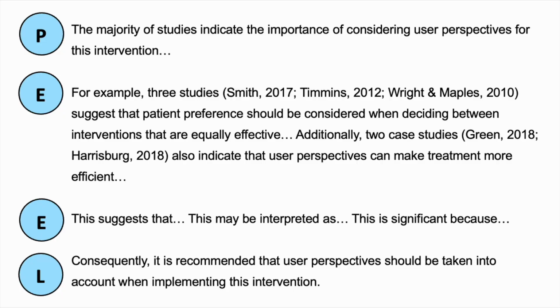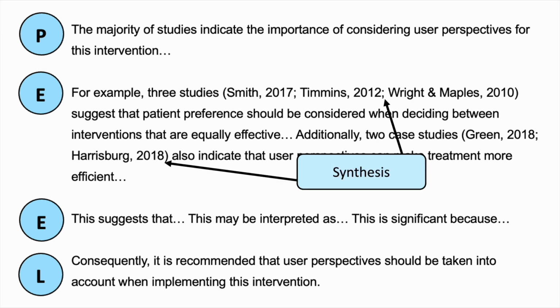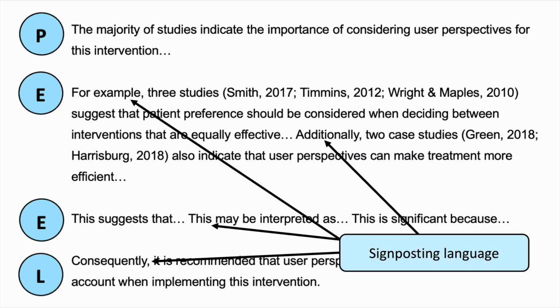Here's an example of a PEEL paragraph from the main body of a literature review. It's only a nuts and bolts example because you can see the sentences are not finished. You can see we have synthesis, multiple authors, one bracket. You can see it features signposting language. Signposting language helps the reader to gauge what's coming next. Let's have a look at a couple more examples.